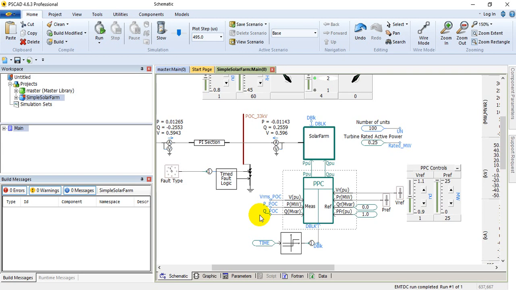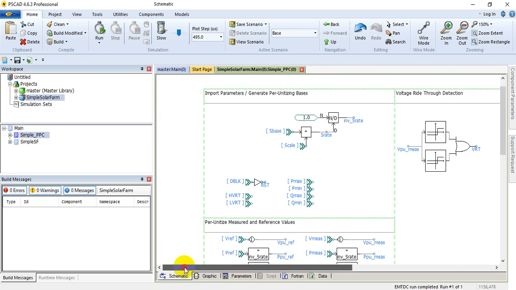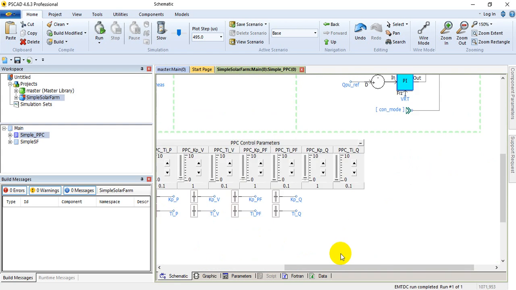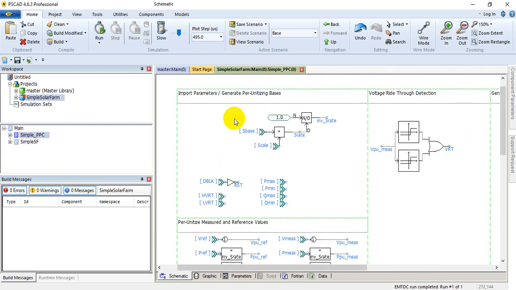Okay, the next thing is to see the definition of the PPC, which is very important. For that, double click on this. When you double click on this, the complete circuit behind this block will open. Here you can see that the first thing is that you are converting your S base to the inverter S rate.